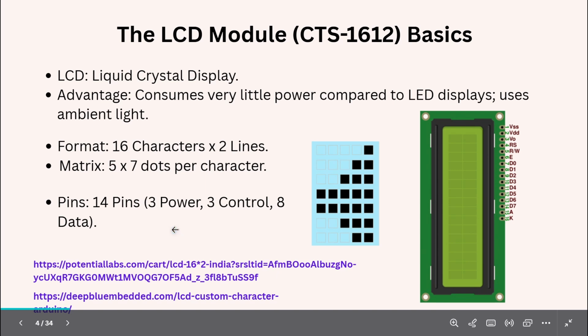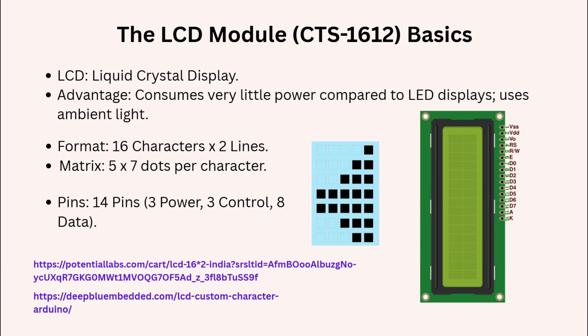Now let's look at the pin diagram and the working of the LCD module. First of all, LCD means liquid crystal display. There is a significant difference between LED and LCD displays. LCDs use liquid crystals to selectively block or allow ambient light to pass through. This can be explained by the polarization of light, but we'll not get into the physics of it in this video. They consume very little current, and they are ideal for battery operated embedded systems.